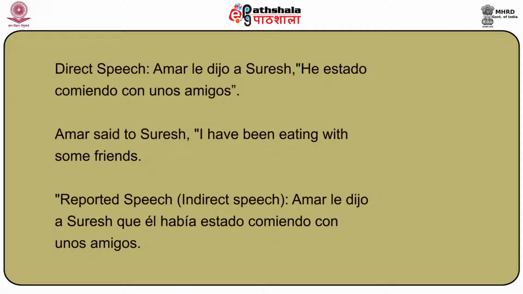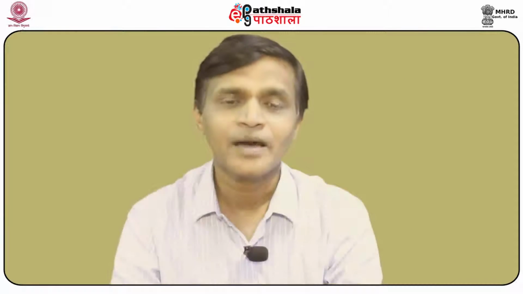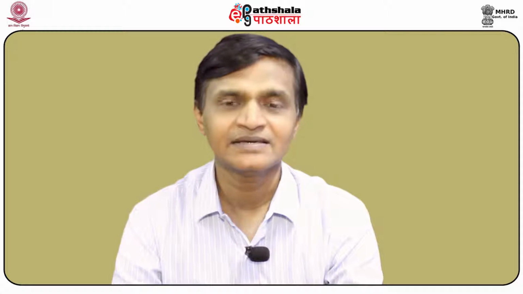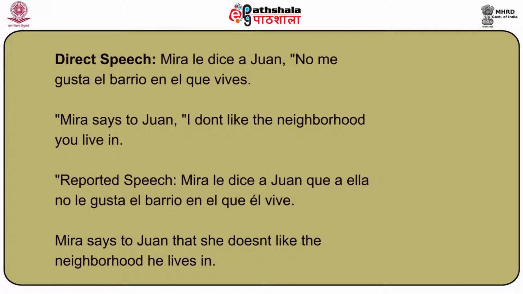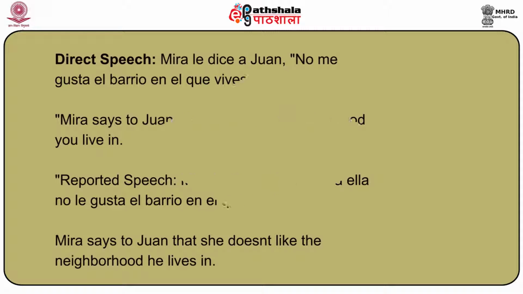So, the reported speech or the indirect speech would be: Amar le dijo a Suresh que él había comido con algunos amigos. When a present reporting verb is used, for example, dice, the tense does not change. Direct speech: Mira le dice a Juan, no me gusta el barrio en el que vives. Mira says to Juan, I do not like the neighborhood you live in. So, the reported speech would be: Mira le dice a Juan que a ella no le gusta el barrio en el que él vive. Mira says to John that she does not like the neighborhood in which he lives.